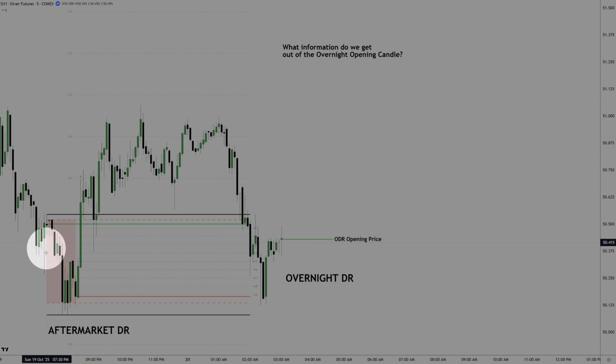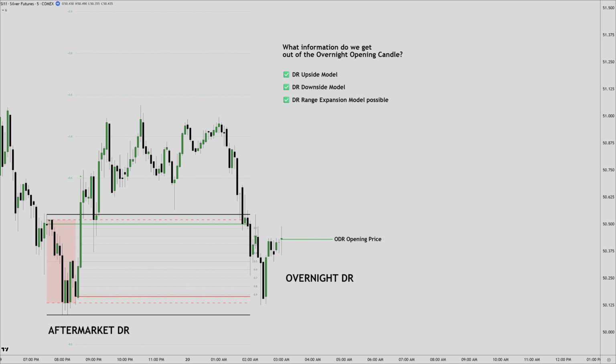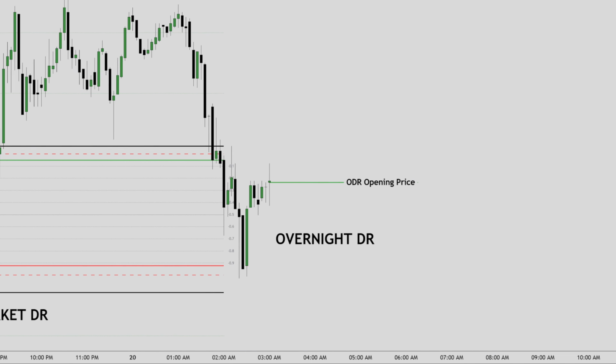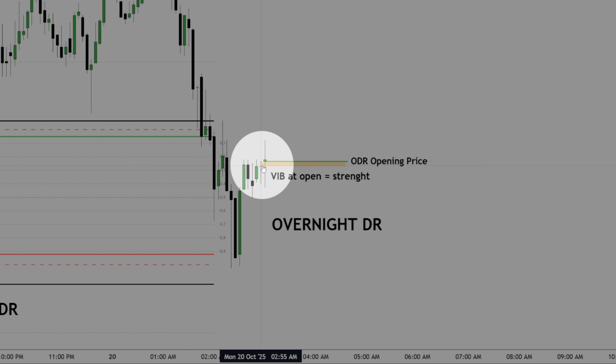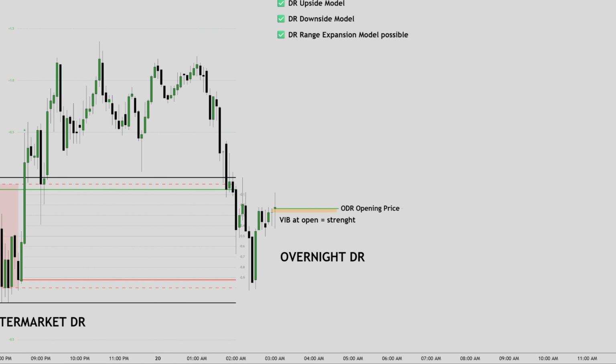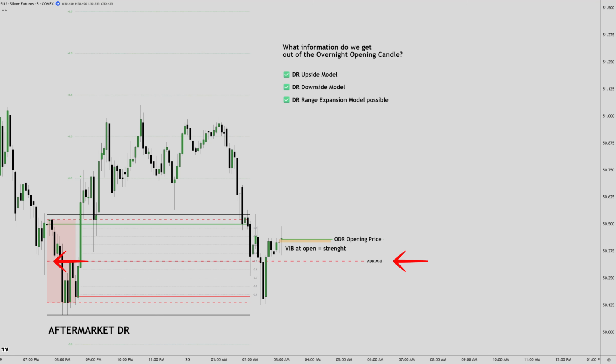The overnight DR opens inside the aftermarket session, meaning all three models, upside, downside, and range expansion, are technically possible. Just like in the previous trade, the opening candle leaves a volume imbalance, but this time to the upside. That signals strength. It's also recommended to highlight the aftermarket mid, because that level can often decide whether the upside structure holds, like in this example.